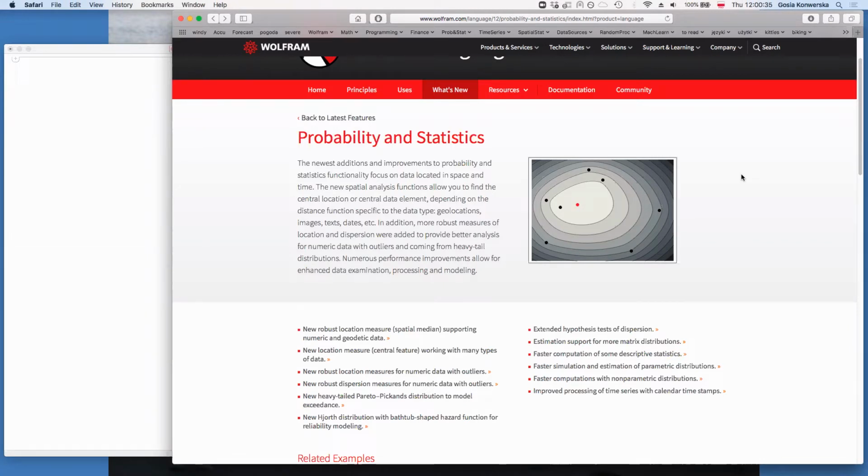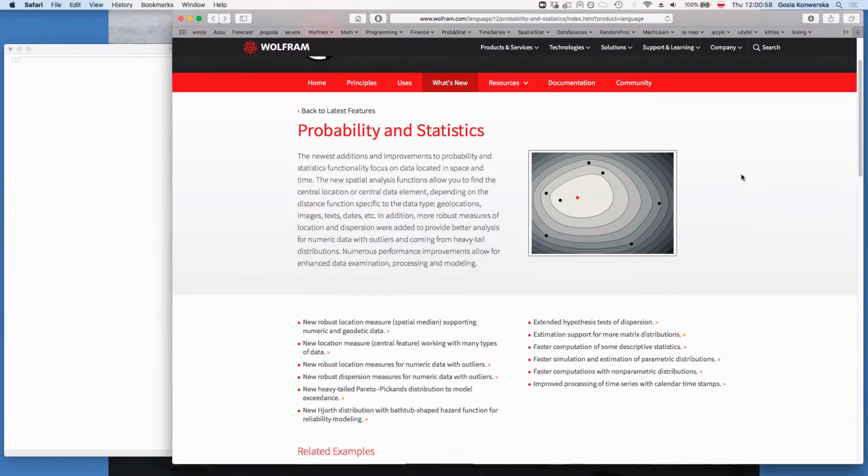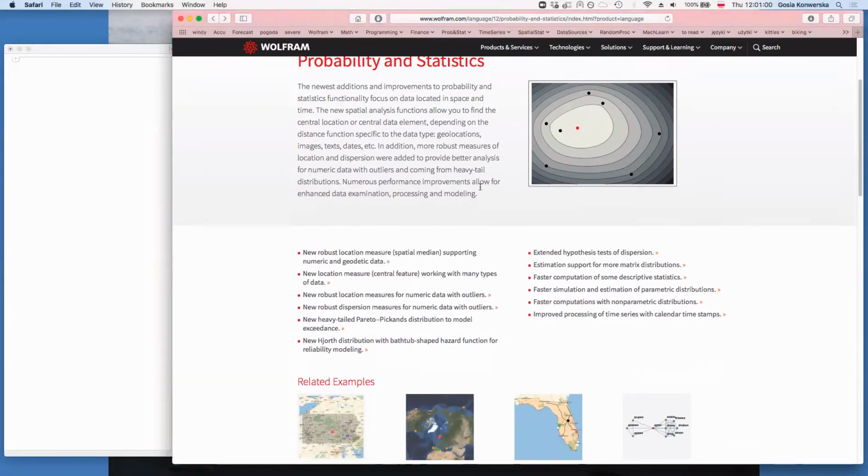This release was somewhat a potpourri. There were many various new features. Mainly, the new additions and improvements focus on how the data is located in space and time. And what we're looking at is what we nicely call the marketing page for the new features in version 12. I think the easiest way to enumerate those is to look at the bullet points that are here.